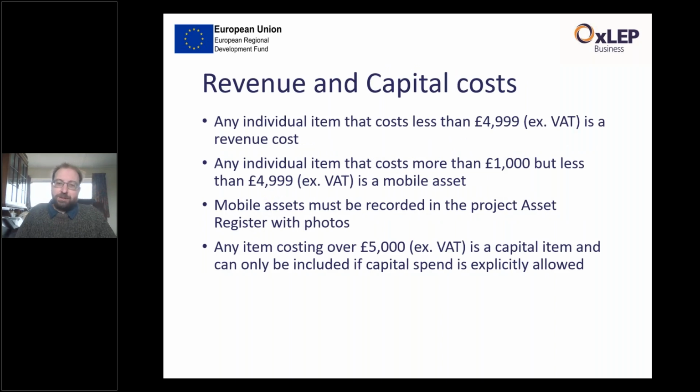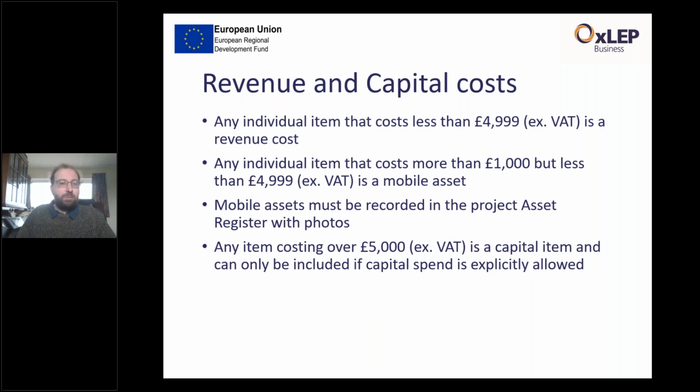There is a difference between revenue and capital costs. The Go-create grants for ISfB allow both revenue and capital costs to be included. So under ERDF rules, a capital item is any individual item that costs more than £4,999. So anything less than £5,000 is revenue, anything more than £5,000, and it's always excluding VAT, is deemed to be a fixed asset, is the technical term for the guidance. So it's a capital asset.